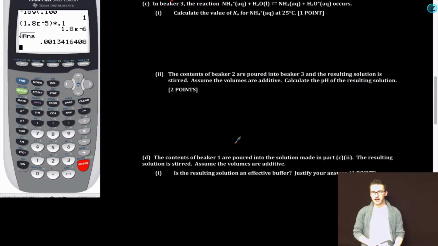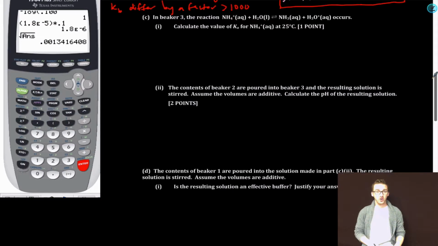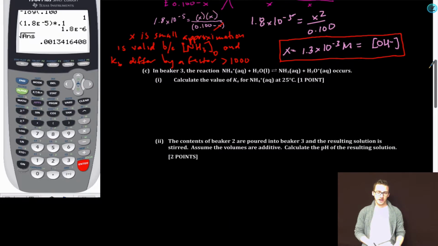Part C. In beaker 3, the reaction ammonium ion plus water is in equilibrium with ammonia and hydronium ion occurs. Subpart I. Calculate the value of Ka for ammonium ion at 25 degrees Celsius. Oh man, this is kind of tricky. How am I supposed to determine the value for Ka? I'm not given an equilibrium concentration. Should I use an ice table? Should I give up? Well, like many free responses, the answer lies in earlier parts of the question.